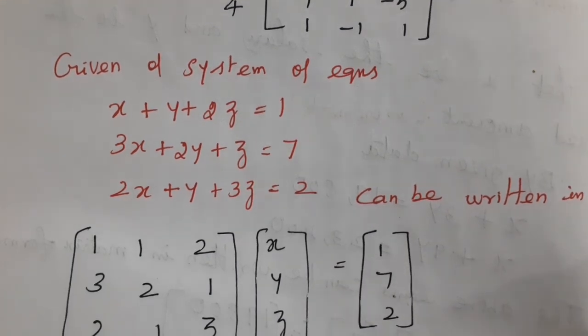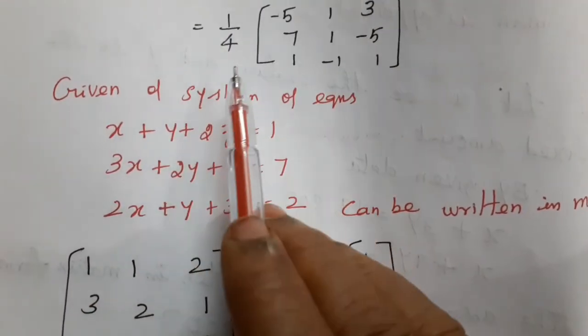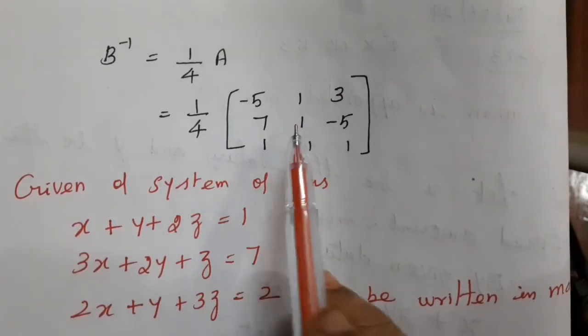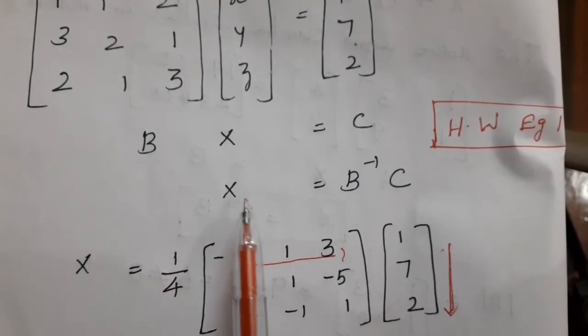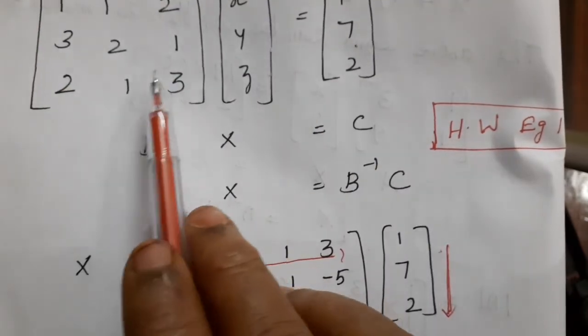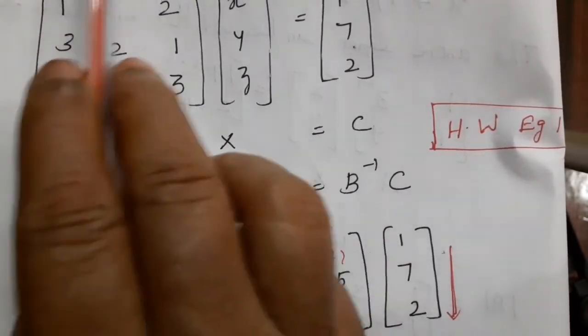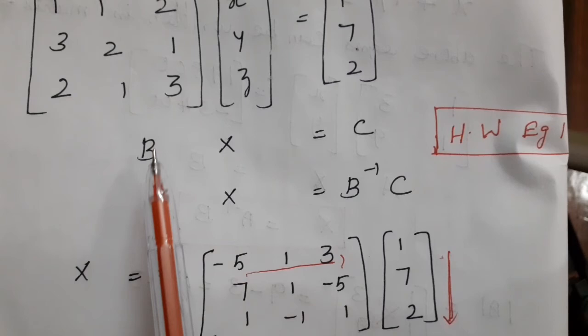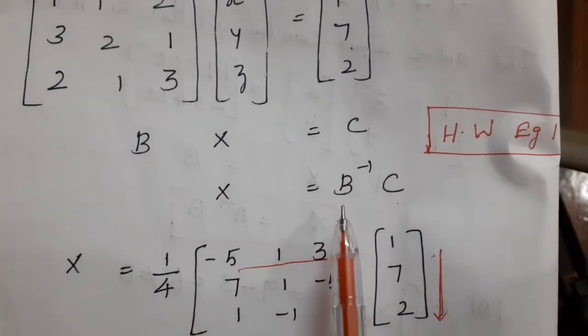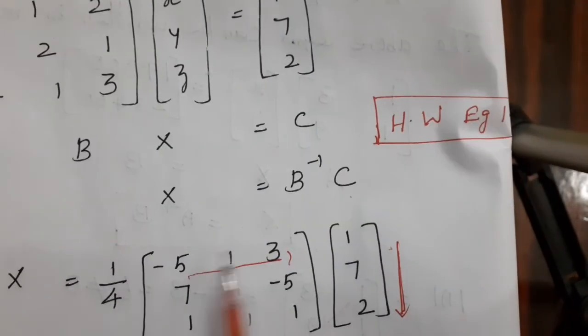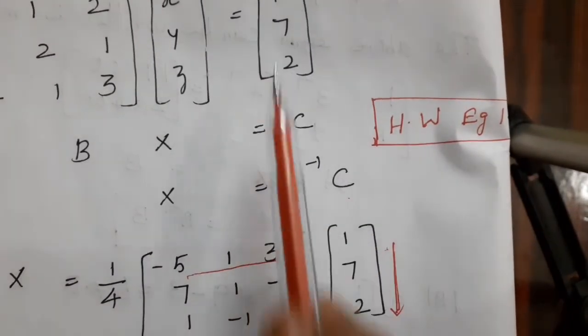x is equal to B inverse of C. What is our B inverse? B inverse is already found, 1 by 4 into A. Write the B inverse value, 1 by 4 into, write the A value, because we already found B inverse equal to 1 by 4 into A. Because the given system of equation is what? If we write this, we get the matrix B, Bx is equal to C, x is equal to B inverse of C. So B inverse is nothing but 1 by 4 into A. Now 1 by 4 into A, what is our C? C is nothing but 1, 7, 2.